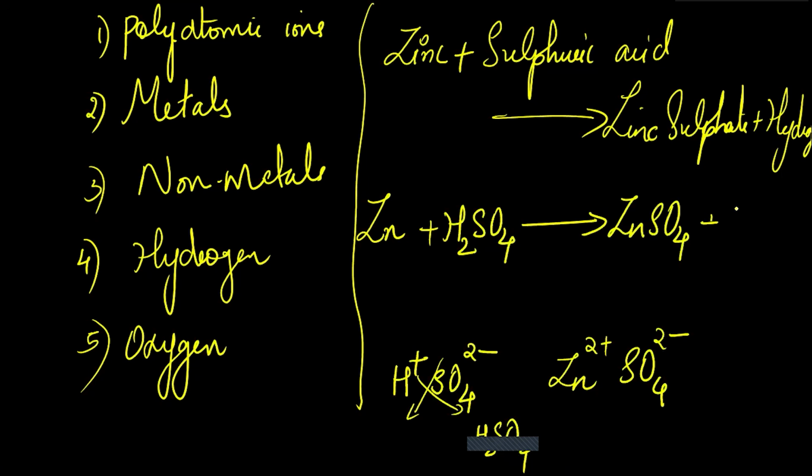ZnSO4 plus hydrogen. Hydrogen is existing alone here, so it is diatomic. Put H2. Otherwise, the whole equation will go wrong. Now you get the skeletal equation, right?